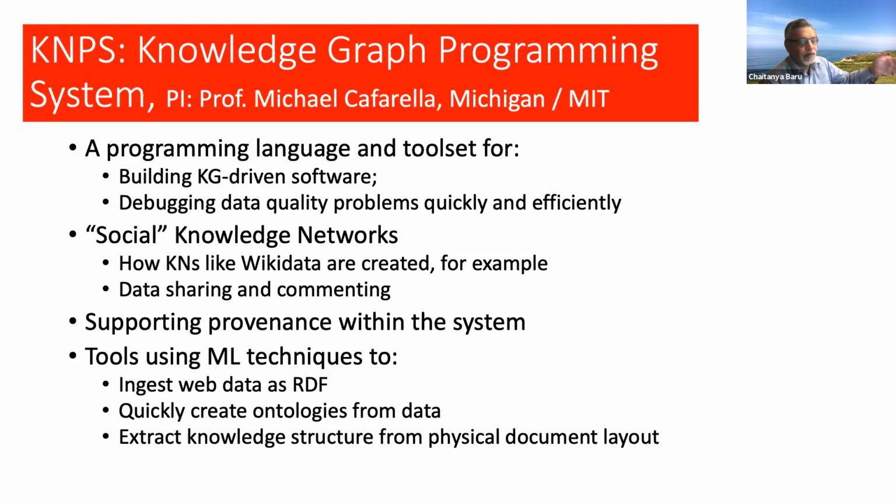The first one was about flooding, the second one was about biomedicine, and the third one was about court records. These next two projects, we think of them as kind of horizontals, in the sense that they're developing capabilities that anyone can use. So this project by Mike Caffarella, who is at Michigan and recently moved to MIT, is on developing essentially a knowledge graph programming system.